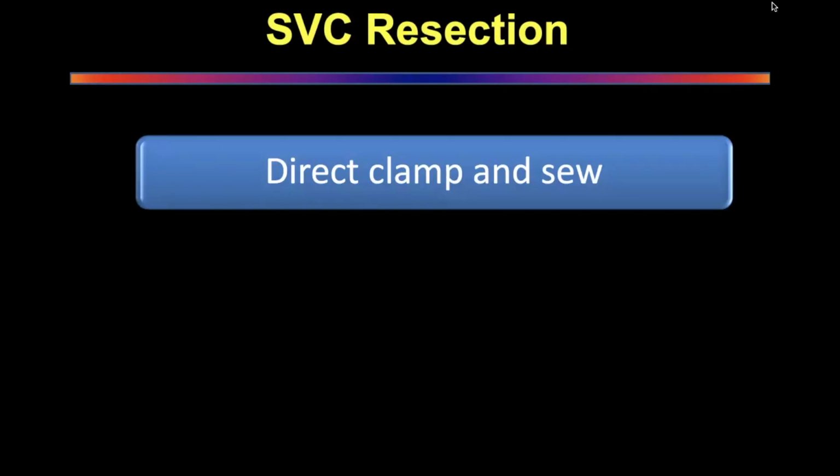So how do you do SVC resections? One is you can do direct clamp and sew. Yeah, you can just clamp and sew. One minute, let me just get this out.